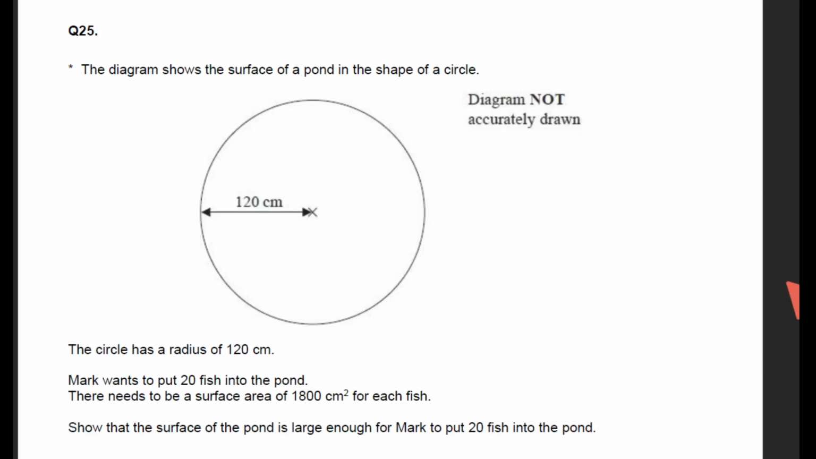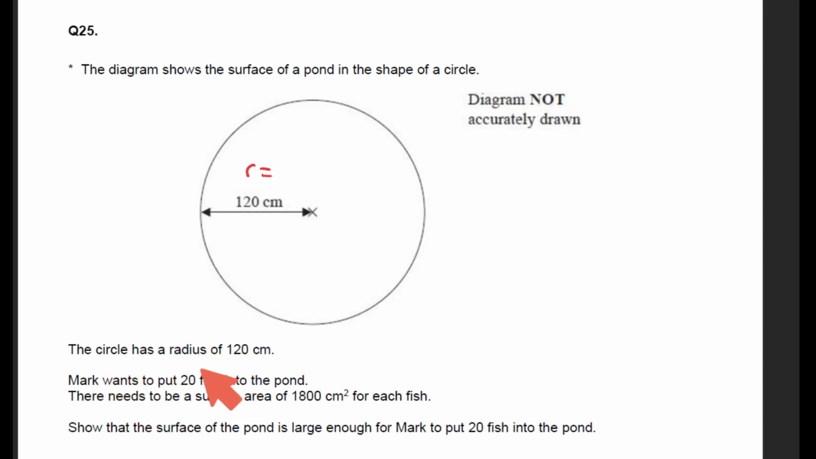The diagram shows the surface of a pond in the shape of a circle. That's a small pond with a radius, from the center to the edge, of 120 centimeters, so R is equal to 120. Now be careful, they could give the diameter. If they do, remember to halve it to get the radius, because now we're going to use it.